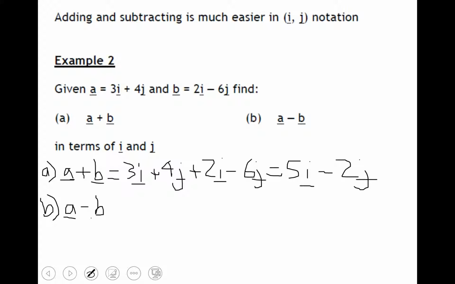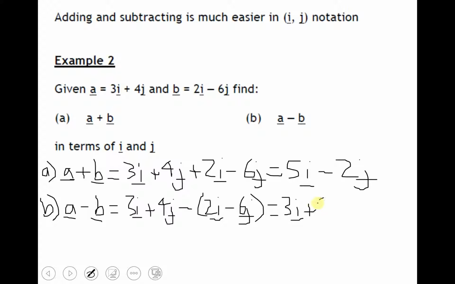For a minus b, we have to be a bit more careful. We start with 3i plus 4j, which is a, but since we're minusing the whole of b, we'll need to put it in brackets to get our signs correct. So minus, open bracket, 2i minus 6j, close bracket. Multiplying out the brackets, minus times 2i is minus 2i, minus times minus 6j is plus 6j. Collecting like terms, 3 lots of i minus 2i is 1i, 4 lots of j plus 6j is plus 10j.